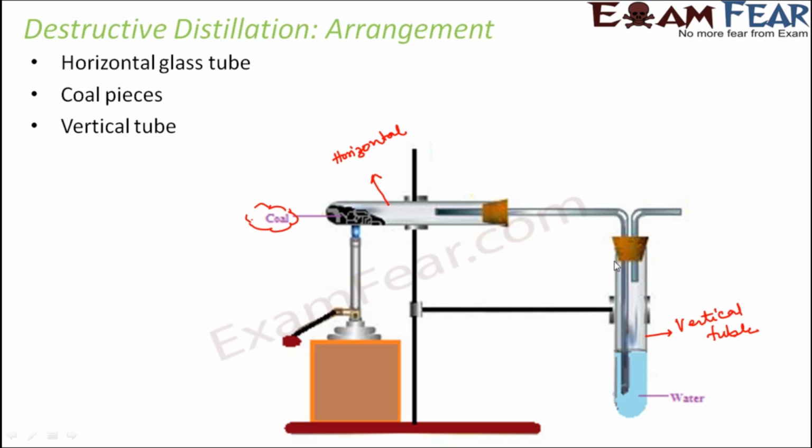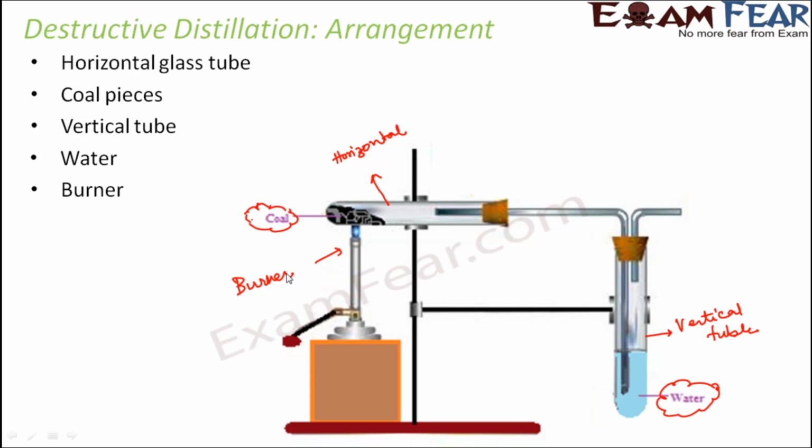Now the two tubes are arranged in such a way that they are connected to each other. You see this glass pipe connects the horizontal tube with the vertical tube. We take some water in the vertical tube. As you can see, some water is present in the vertical tube, and we need a burner to heat the coal. So here you have the burner. That's all we need to carry out destructive distillation of coal.